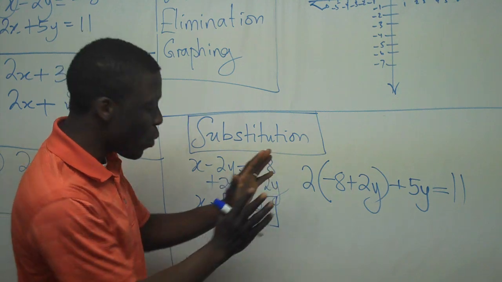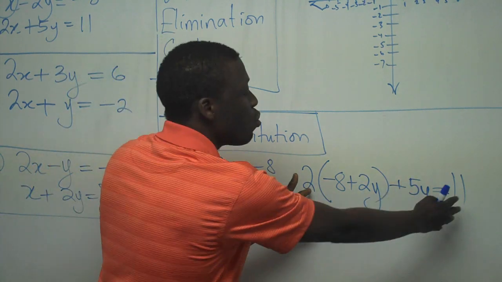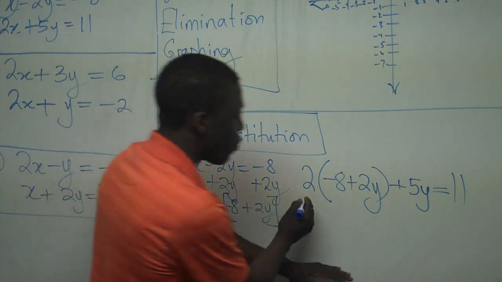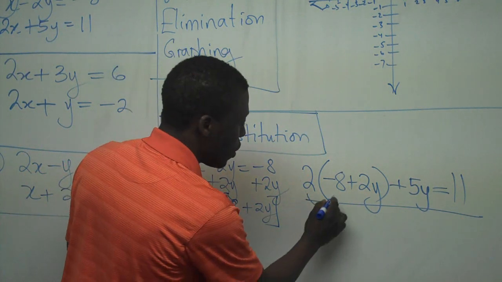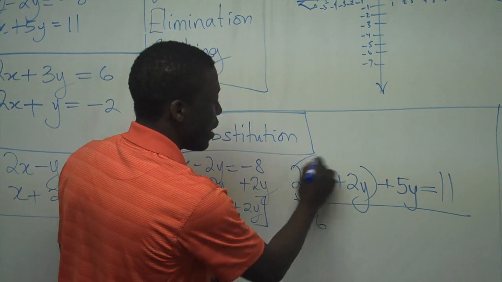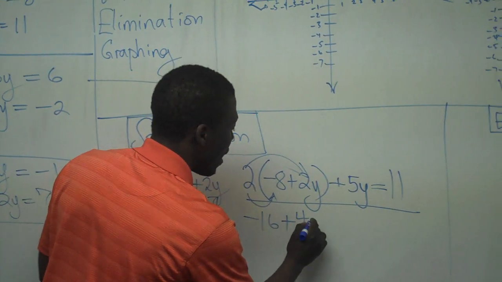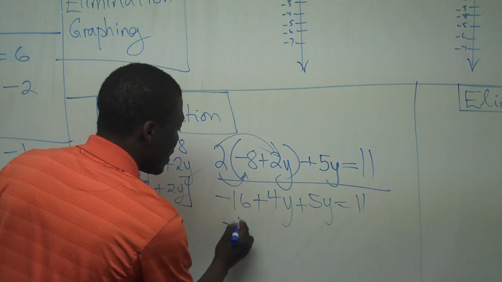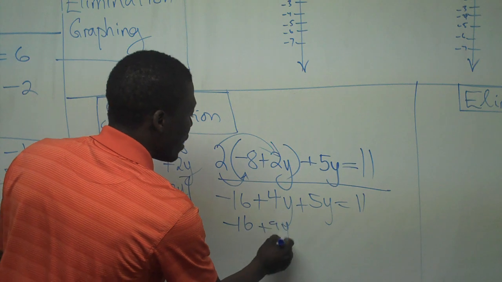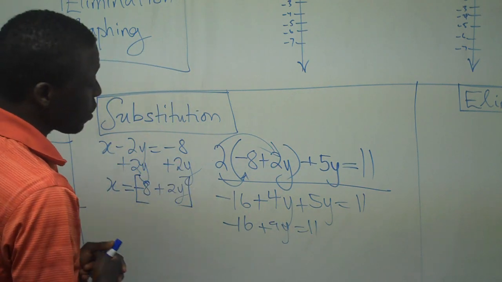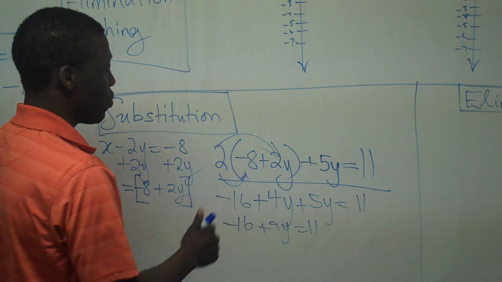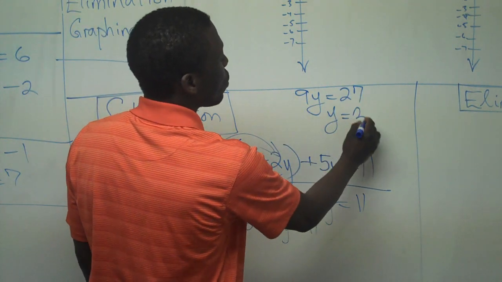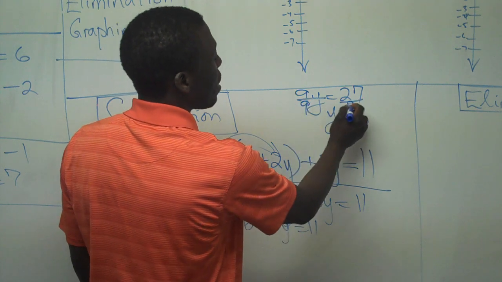So all you have to do at this point is use the distributive property, add your like terms, and solve for y. Notice that we don't have two variables. In the original equations we had x and y. Now we only have y here. So we distribute: negative 16, and then plus 4y plus 5y is equal to 11. So negative 16 plus 9y is equal to 11. You add 16 to both sides, so we get 9y is equal to 27. So y is equal to 3 because we divide both sides by 9.